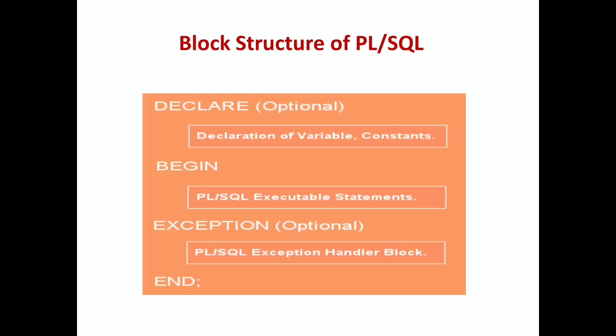Then third is the exception block. Exception is also optional. What is exception? Suppose something bad happens in declare and begin, that will be given as an error in the exception block. And for handling that error, you write some user-friendly messages, and those user-friendly messages will be written into exception. So it is the exception handler block.